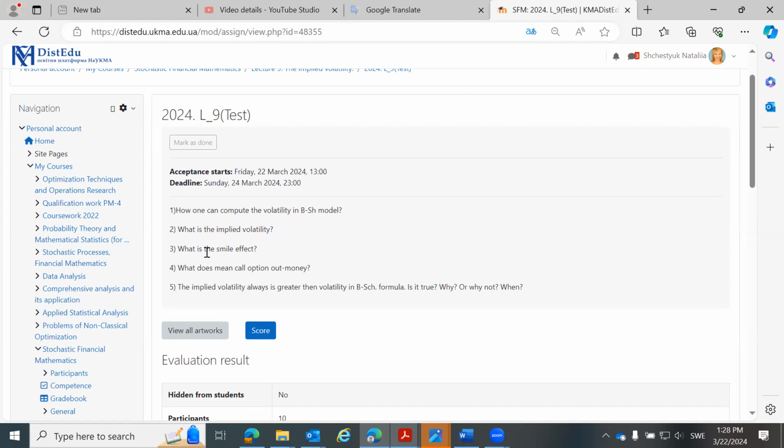What is the smile effect? You need to describe it. And explain what a call option out of the money means, maybe you need to write an example. And the last question: is the implied volatility always greater than the volatility in the actual formula? Is it true? Why or why not?